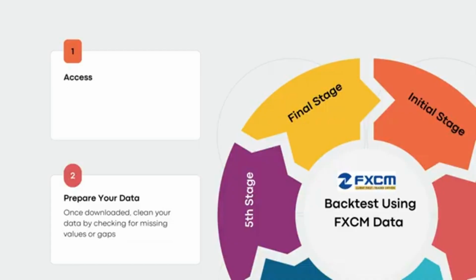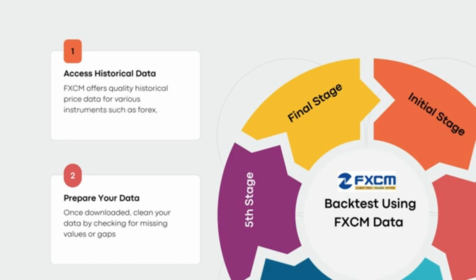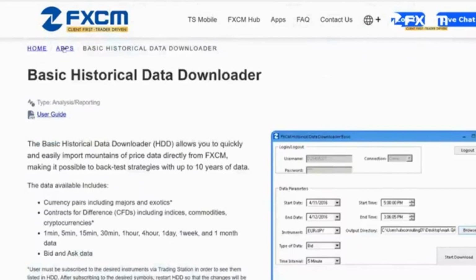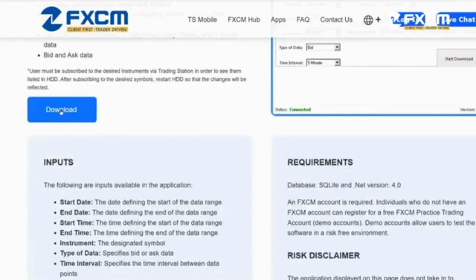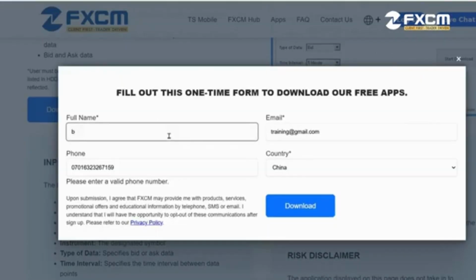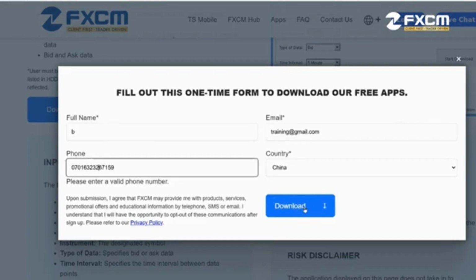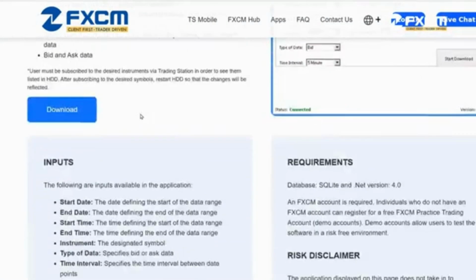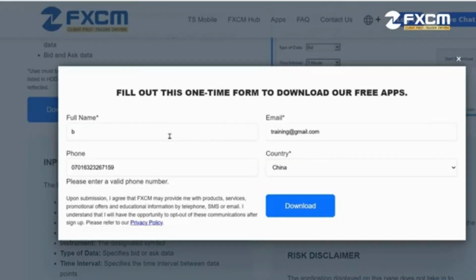Step 1. Access historical data. FXCM offers quality historical price data for various instruments such as forex, indices, and commodities. To access it, you can use FXCM's Historical Data Downloader or their REST API. The data typically includes open, high, low, close (OHLC) prices and volume information. Choose the time frame that aligns with your trading style: daily, hourly, or minute-based data.